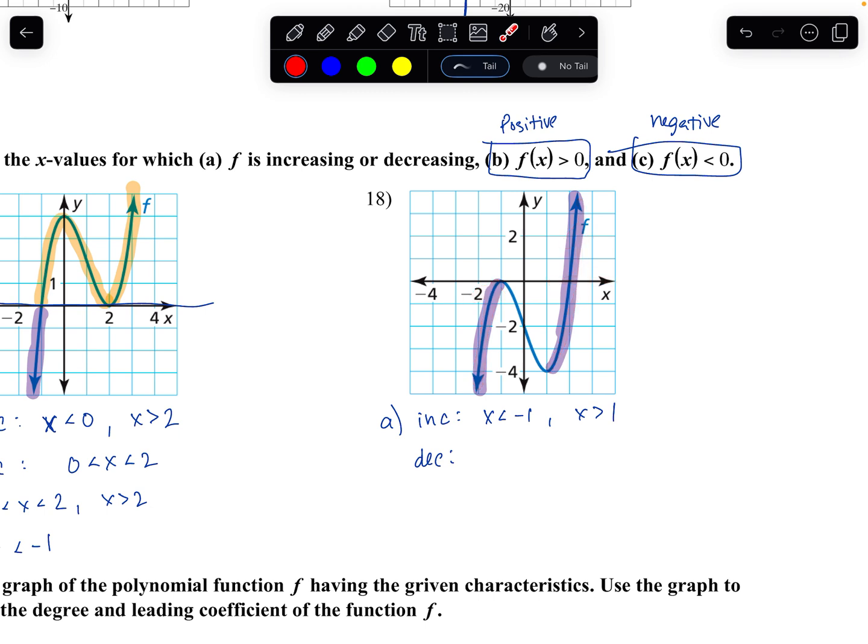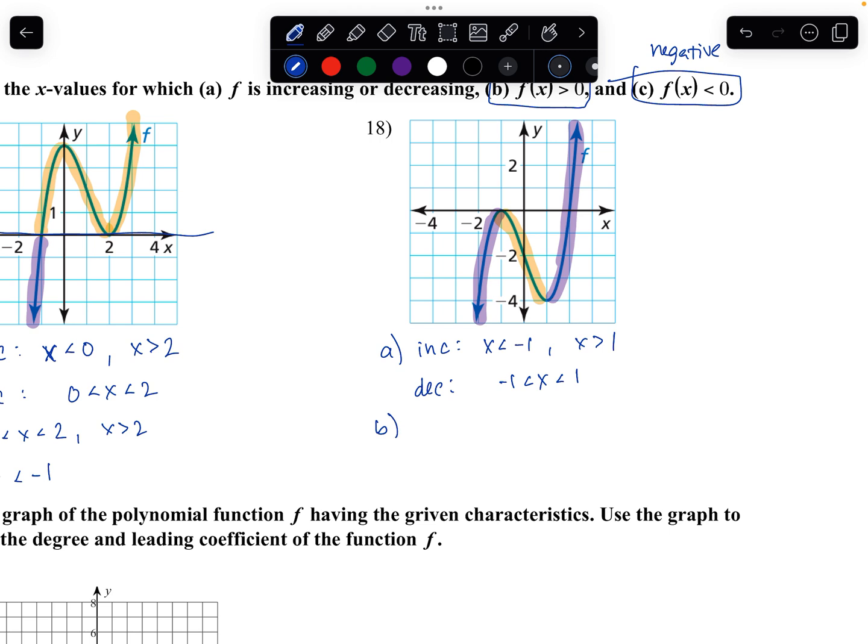And increasing and decreasing is when you read the graph left to right, the y values are going up. It's going in upward motion. Okay, and then you can see that in the middle part right here, as we move left to right, we are going down. And so that's going to be between negative 1 and 1.